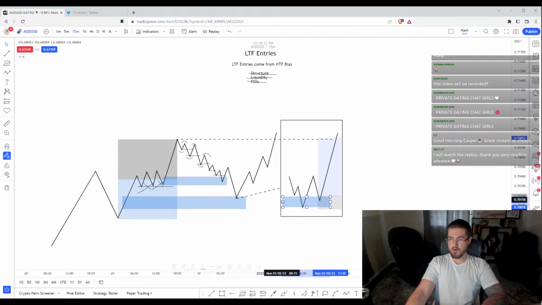So another thing I want to draw. Sorry, I didn't even draw it, that's why I was looking at it weird. So let's say this is the much higher time frame POI, this bigger box right here.